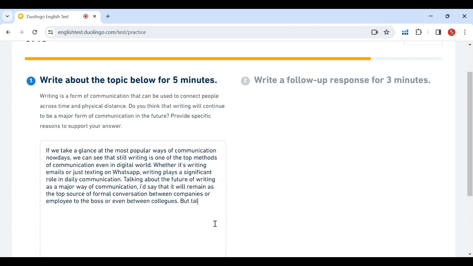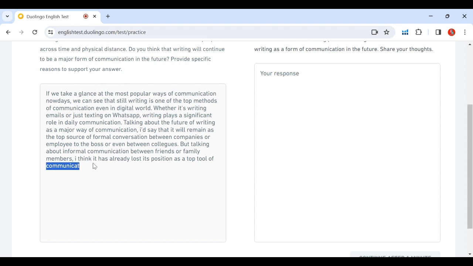But talking about informal communication between friends or family members, I think it has already lost its position as a top tool of communication. Oh, that's bad.